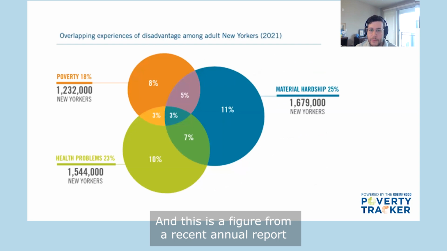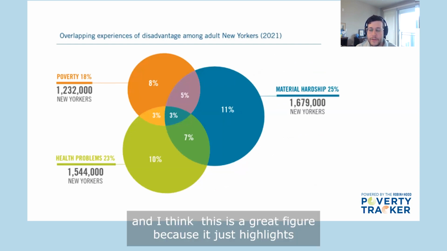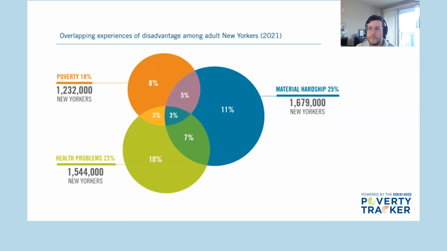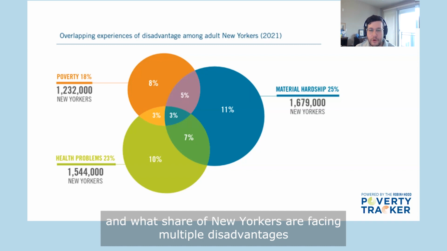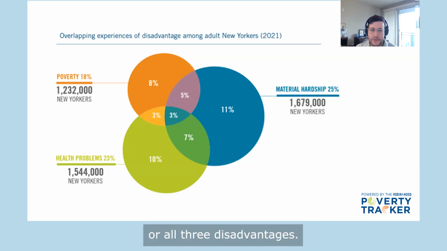And this is a figure from our more recent annual report that Sophie was presenting on. And I think that this is a great figure because it just highlights the overlap of these forms of disadvantage and what share of New Yorkers are facing multiple disadvantages or all 3 disadvantages.